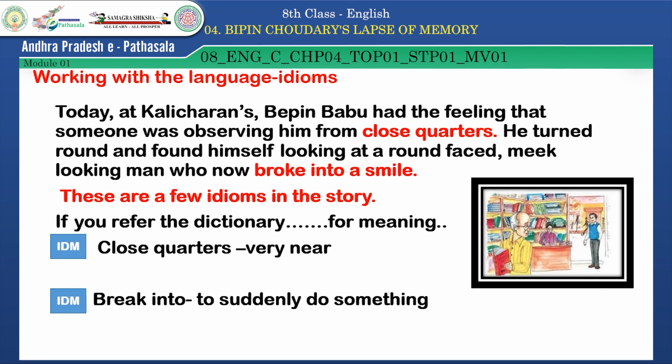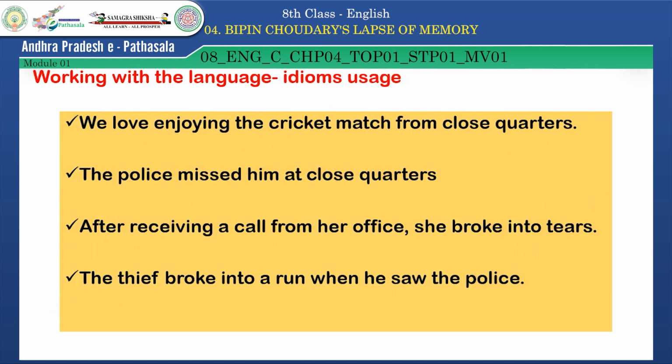So here in this picture, we have Bipin in close quarters. Someone is observing him from close quarters. So close quarters means very near. Now we will see the uses of these idioms. We love enjoying the cricket match from close quarters. Yeah, it's obvious. The police missed him at close quarters. He might be the thief, right?